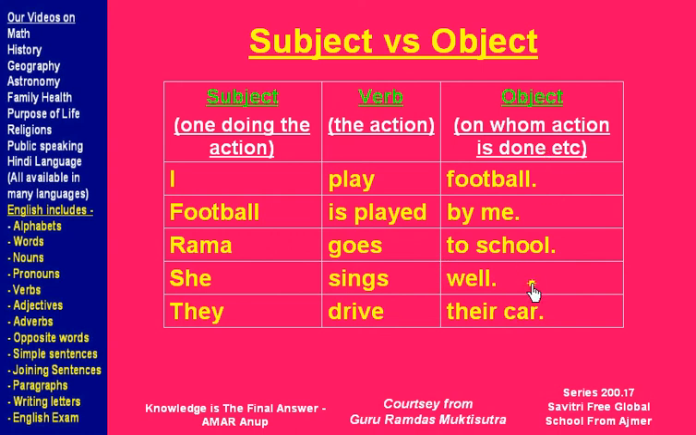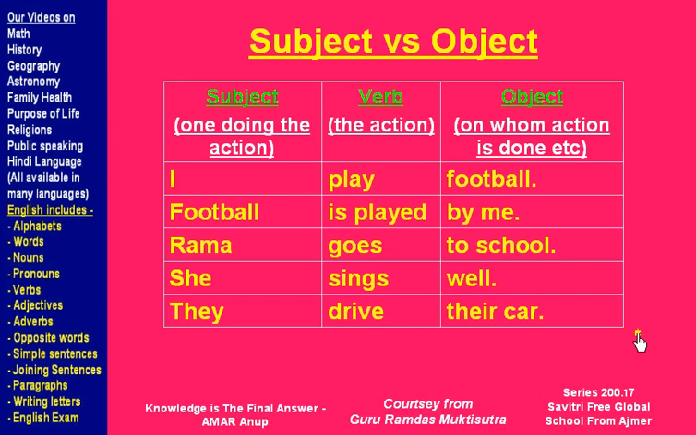As I said, sometimes the object may not be a noun, it may be something else, but it is not the subject, it is not the verb, that is the object. Next example, they drive their car. So easy to understand now. Drive is the verb. Who is doing the driving? They are doing the driving. So they is subject, drive is verb, and their car is object.